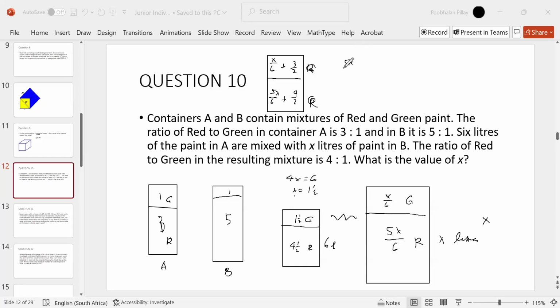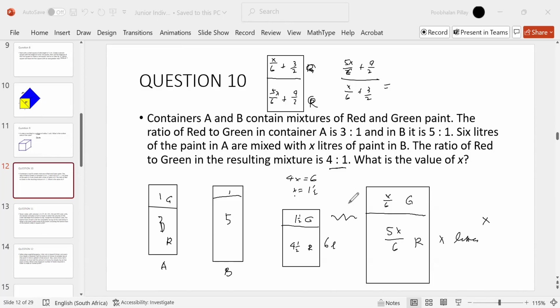So in other words, 5x over 6 plus 9/2, over x over 6 plus 3/2. The ratio of red is to green, this over this, is equal to 4/1. So they say the ratio of the red to green in the resulting mixture is 4:1. So here you have one equation involving x, and I'm not going to work it out. You can do it, but the idea in problem solving is to eventually get to an equation with your unknown. And your unknown was x, and I eventually got to the equation.